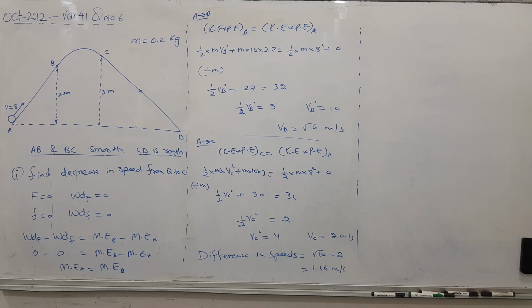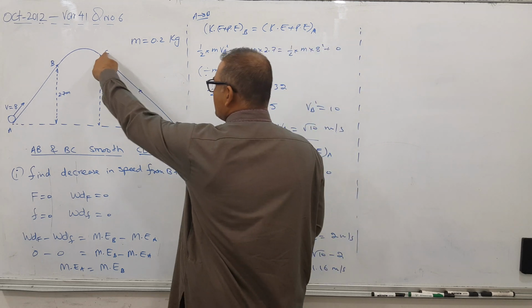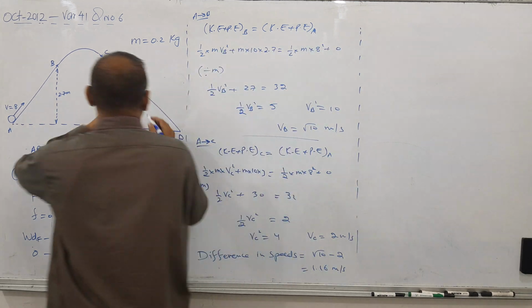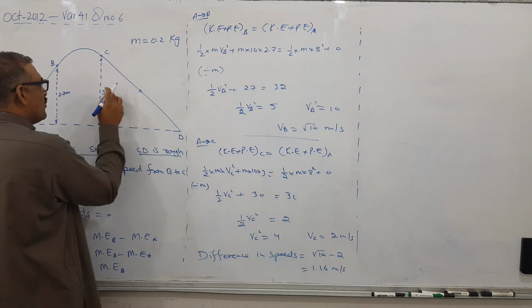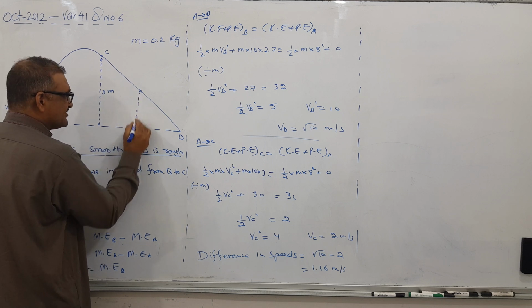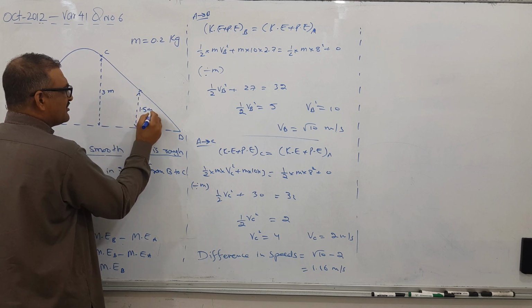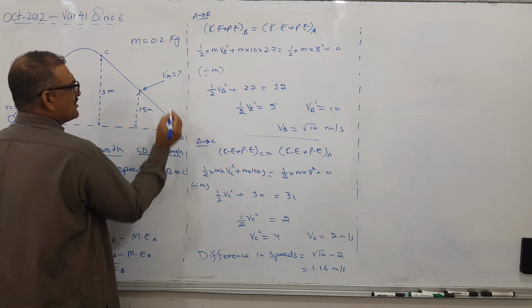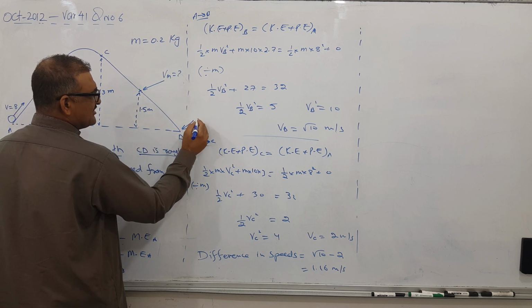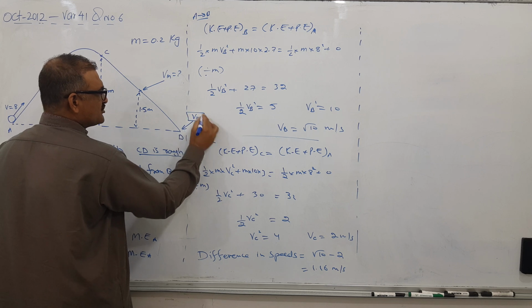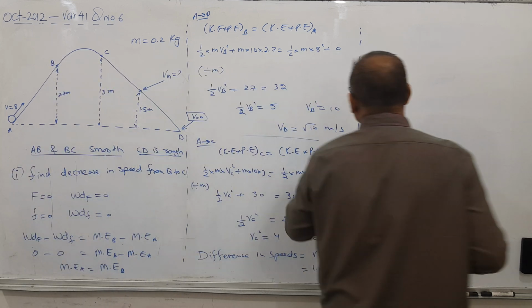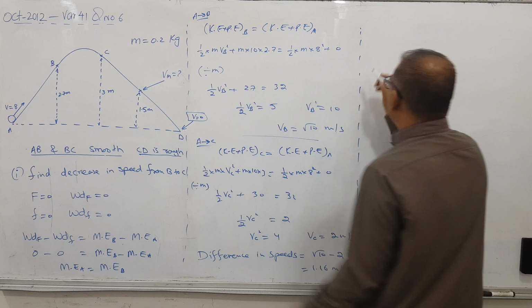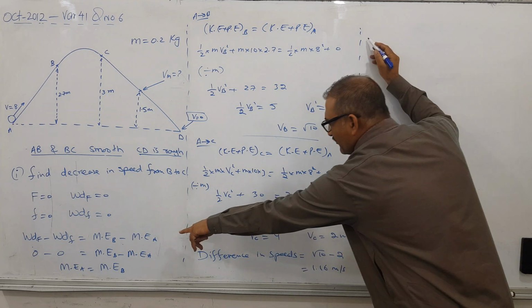In the next part, he's asking that the particle is traveling from C to D, and to find the speed at the midpoint. This is the midpoint, so half the height is here, a height of 1.5 meters, and the velocity at M is the question. He says the particle stops at D, so its speed there is 0. But this part is rough, so we have to apply the full formula now.